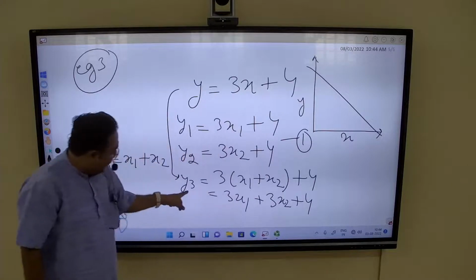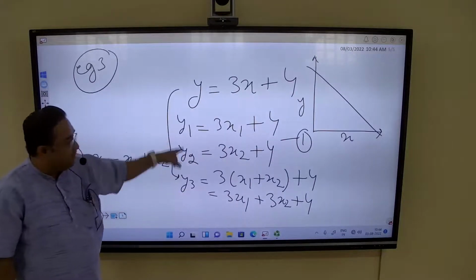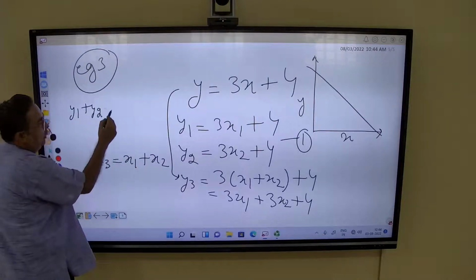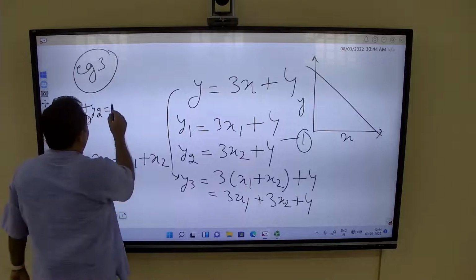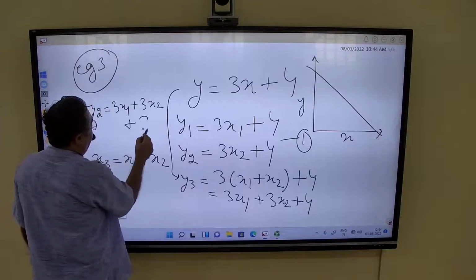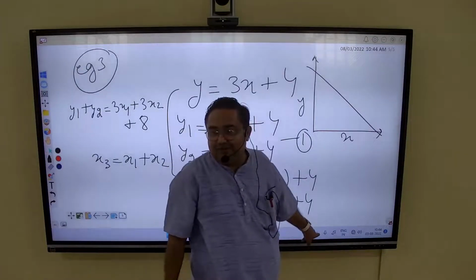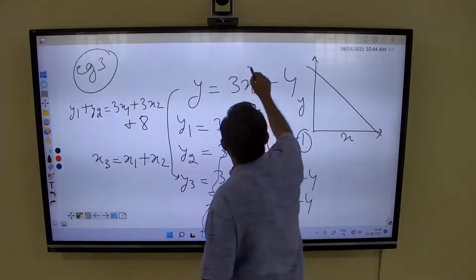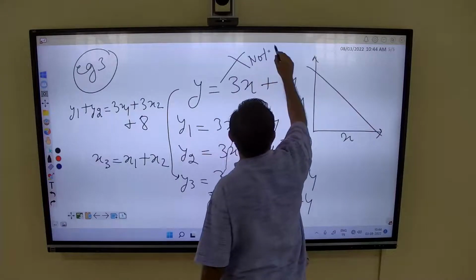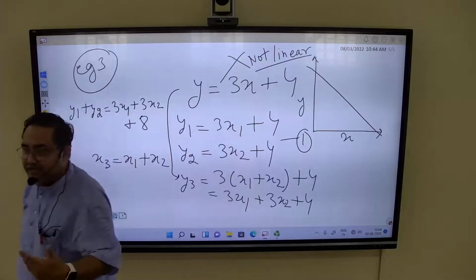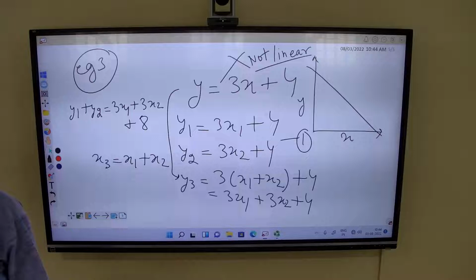Now is y3 equal to y1 plus y2? Check. What is y1 plus y2? Add these two equations. What you will get? 3x1 plus 3x2 plus 8. But here it is coming 4. Do you agree or not? So this system is not linear, or in other words, all we can say is that it is non-linear. Have you understood or not?